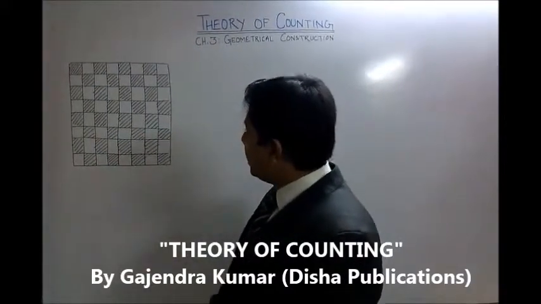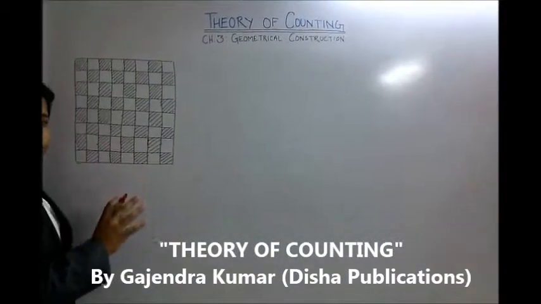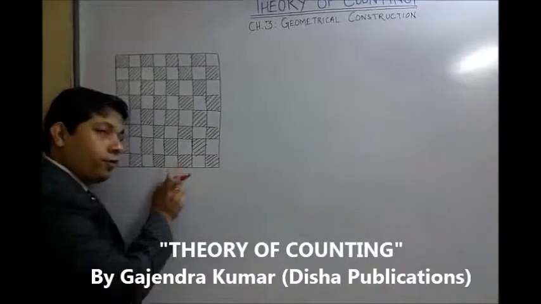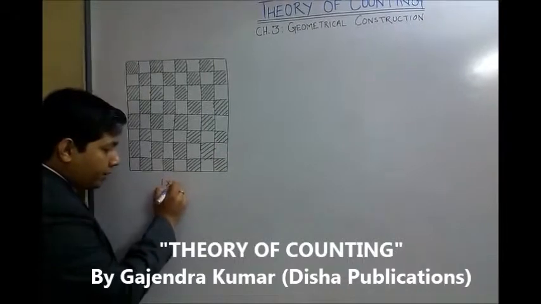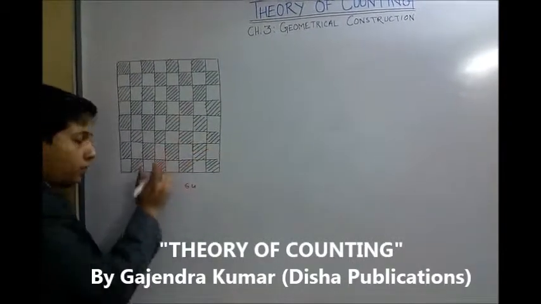But if I ask you to find the total number of squares in this chessboard, not the smaller squares, the smaller squares are definitely 64. But the total number of squares are? So squares of size 1 into 1, we all know it is 64.